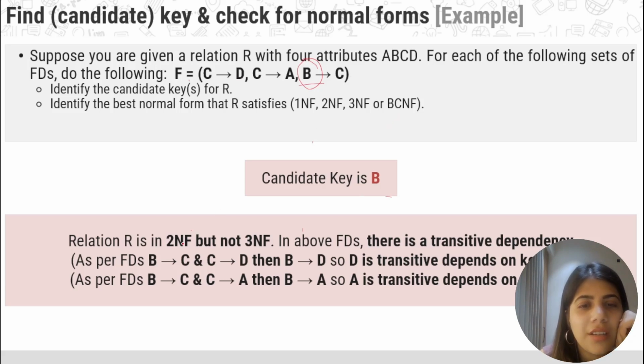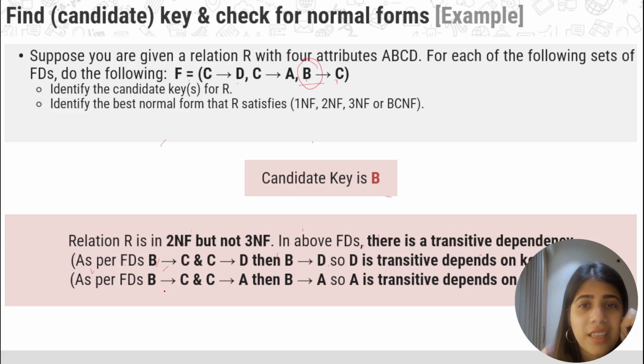The relation R is in 2NF but not in 3NF. Why? Because in the above functional dependency, there is a transitive dependency. As per functional dependency, B can determine C and C can determine D. So we can also say that B can determine D. So D is transitively dependent on the key B.